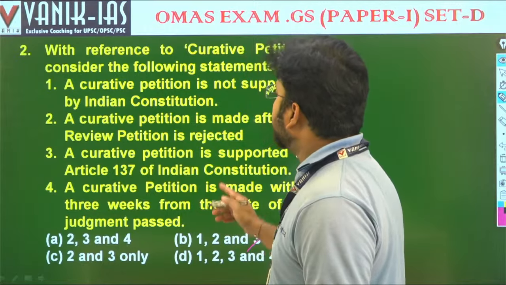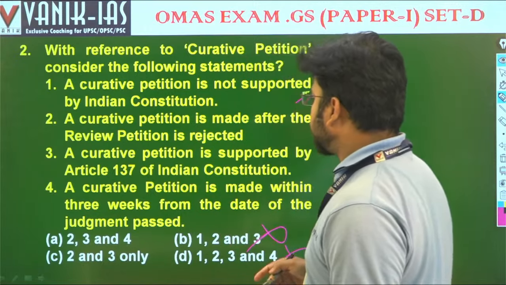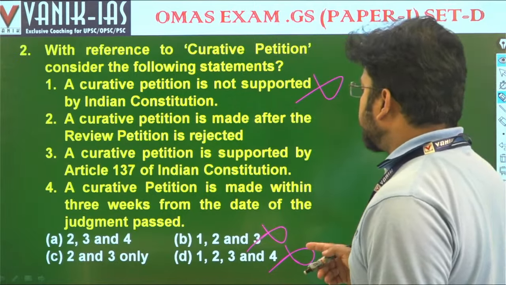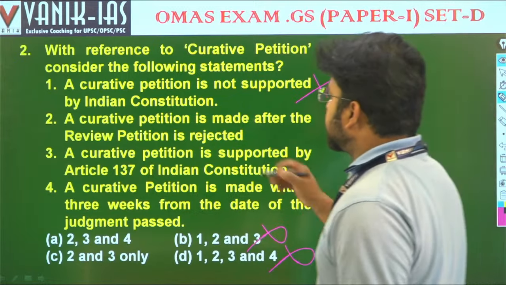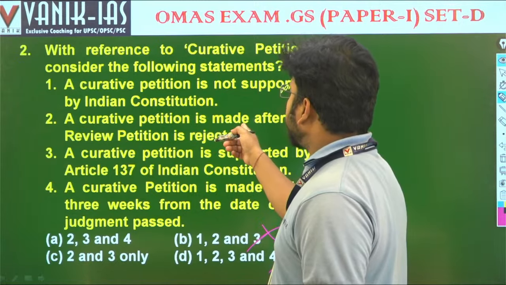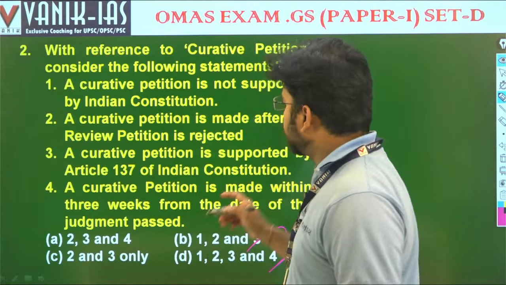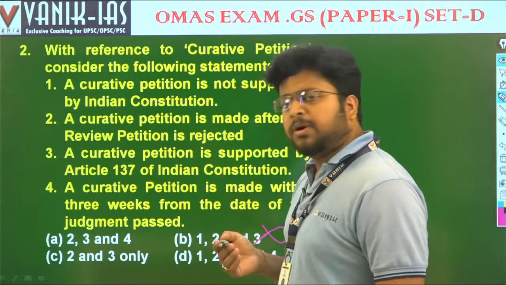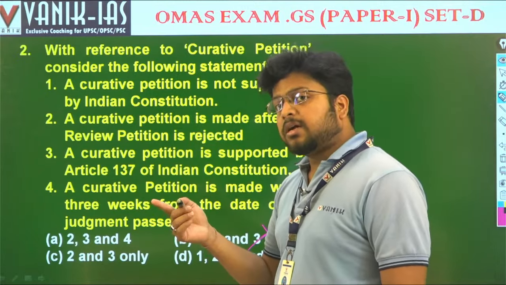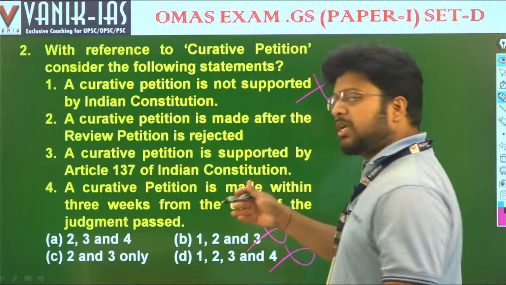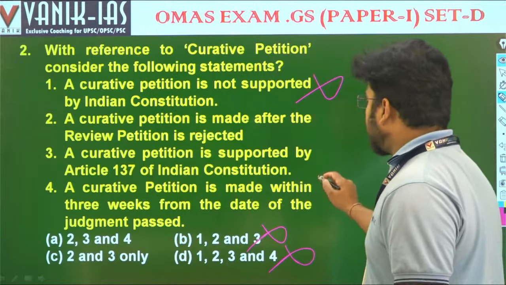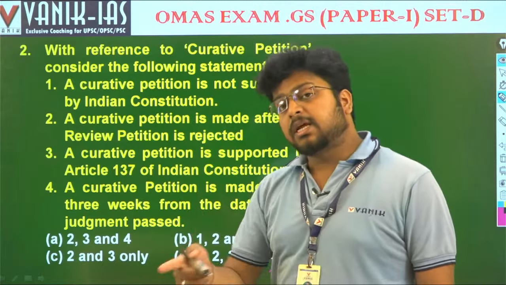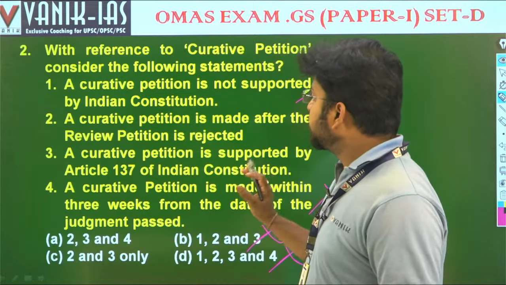Next, 2, 3, 4. A curative petition is made after the review petition is rejected. A curative petition is supported by Article 137. Curative petition is made within 3 weeks. Yes, curative petition is made after the review petition is rejected. Once a verdict comes, then a review petition is given. After that, the curative petition comes. So it's a long process. Obviously, it's a long process. It can never be within 3 weeks of the date of judgment.